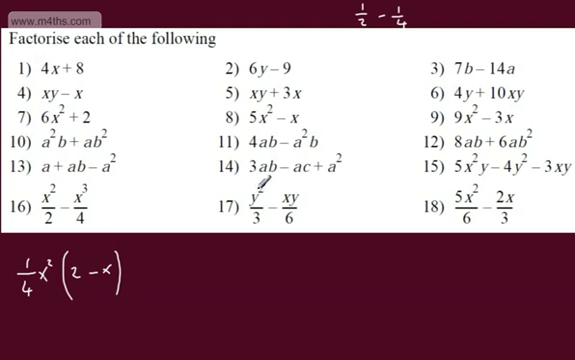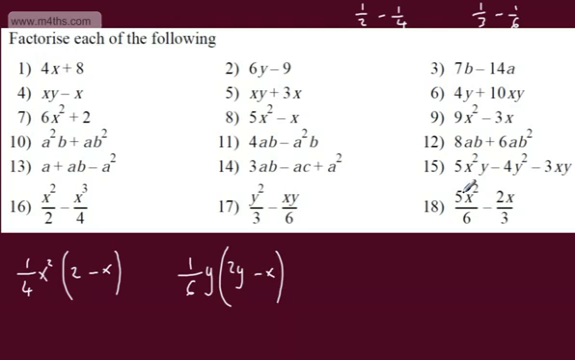Okay, this one right here, we've got y squared over 3 minus xy over 6. So we've got 1/3 and 1/6. So 1/6 is going to be the highest common factor of the numeric values. We can take a y out, so we get 1/6 y. What do I need to multiply that by to get y squared over 3? The answer is going to be 2y. What do I need to multiply this one by to get minus xy over 6? The answer is minus x.